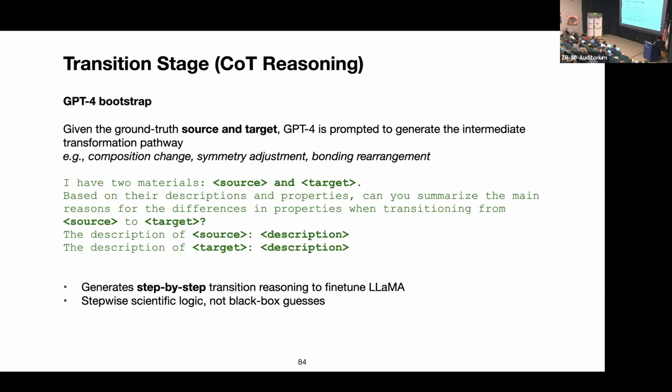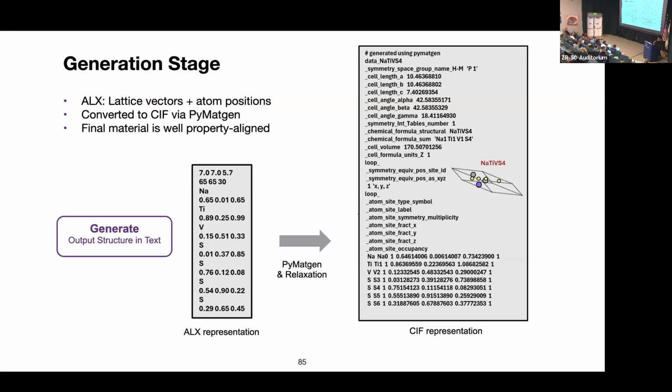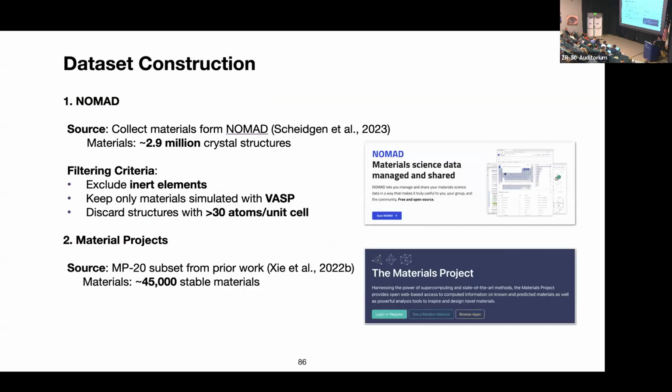So this shows the prompt we're using. You have two materials, the source and target, and you're asking the model to generate the transition path, right? And the LX is lattice vectors plus the atom position descriptions. And it can be converted into the CIF representation using the Pymatgen tool. So the final material is properly aligned. We construct our data by combining both NOMAD and the Materials Project.